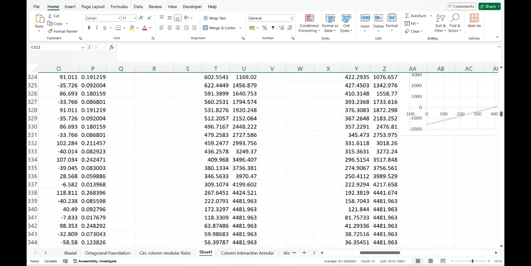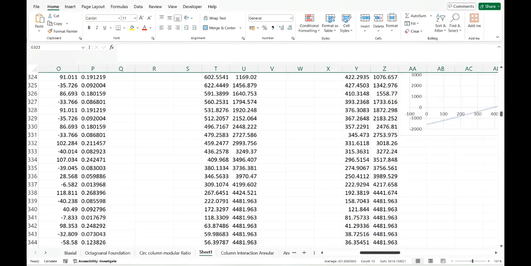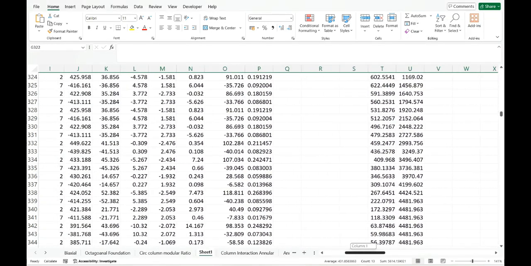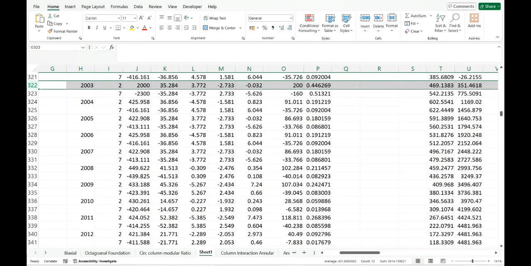520 kilonewton roughly, and we have a moment of 200. So 200 divided by 520. No, I'm talking about the moments. Okay, 200 divided by 520 comes to almost 0.44. If we calculate that, let's see how much is the number there. What we have got there is 0.446.